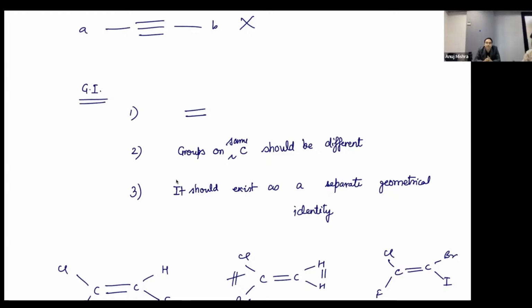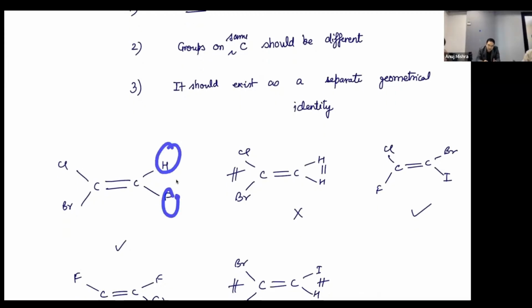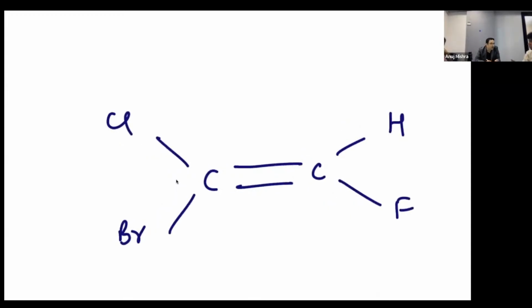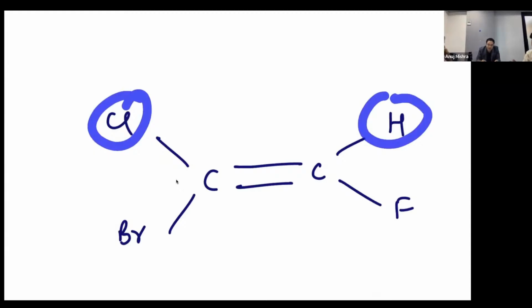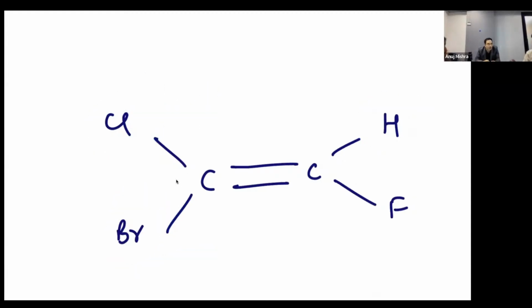कर लेंगे quickly these examples. See, HFClBr. Can it show geometrical isomers? Oh, yes, it can. Why not? Cl and H are on the same side. Next time you can say Br is here, Cl is here. So it's the other way. Correct?